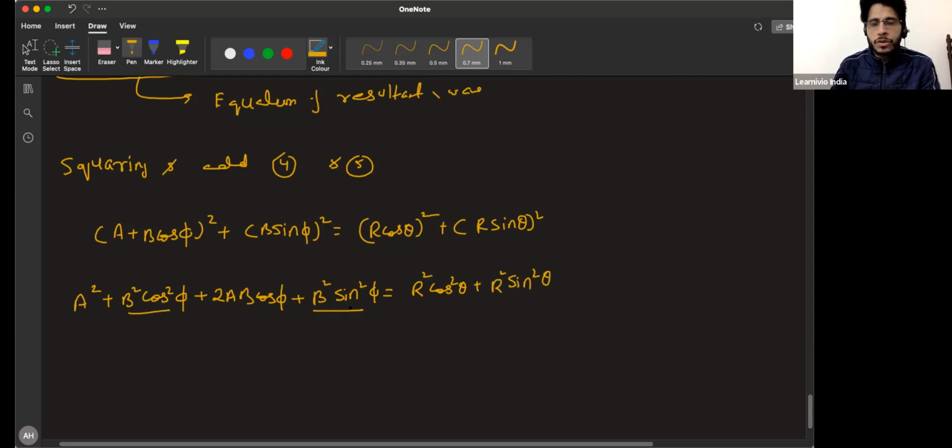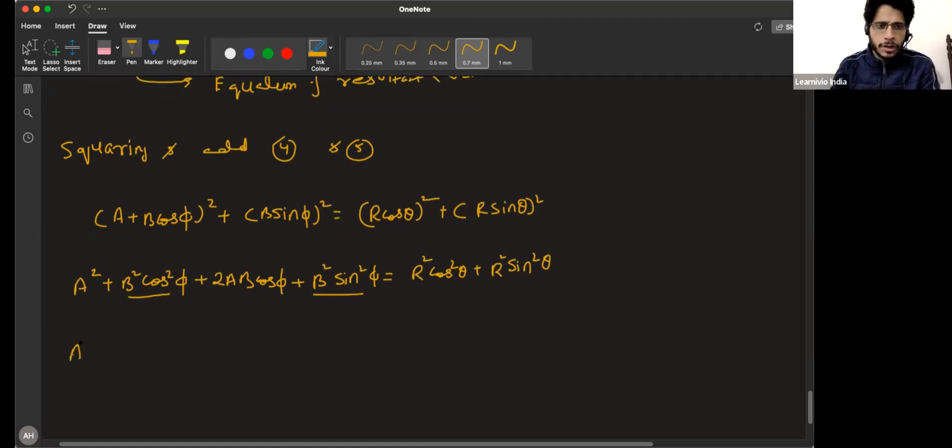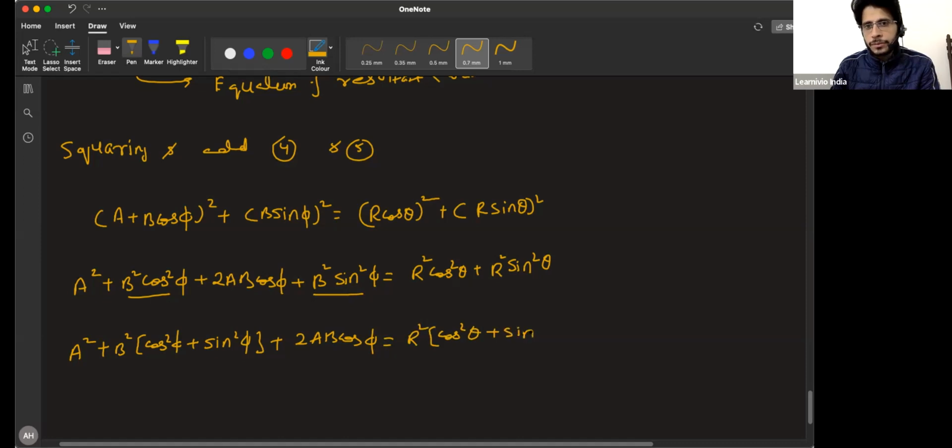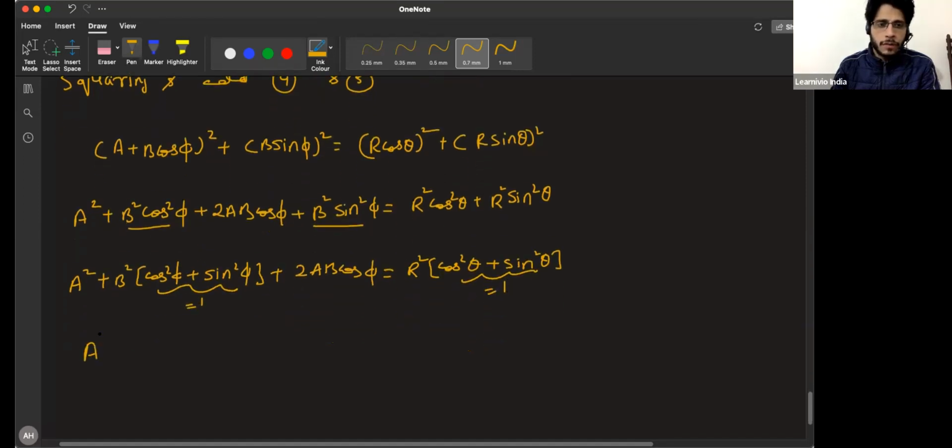So see, b square cos square phi and b square sin square phi. B square is common. You can write this as a square plus b square times cos square phi plus sin square phi, plus twice of ab cos phi. You can take r square as common. We have cos square theta plus sin square theta. So cos square phi plus sin square phi is 1. Cos square theta plus sin square theta is 1. So we have a square plus b square plus twice of ab cos phi is equal to r square.